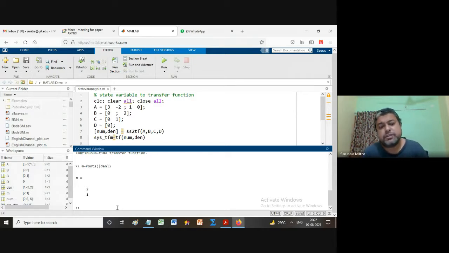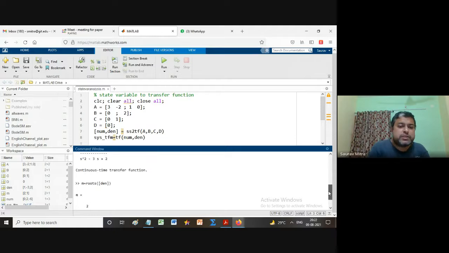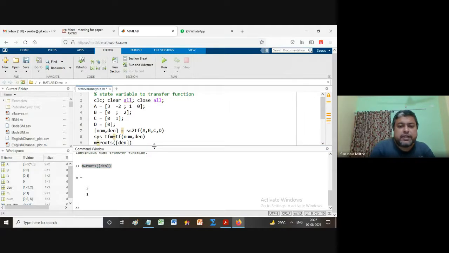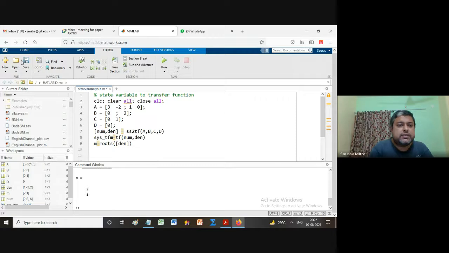So both roots are positive. Both roots positive in the S domain means both roots are lying on the right side of the S plane. So here in the code we can add this one line, and we can find out what the roots of the system are. So just run this.